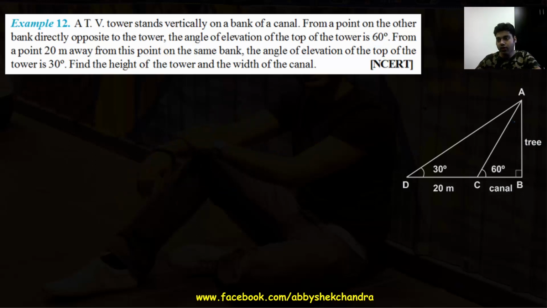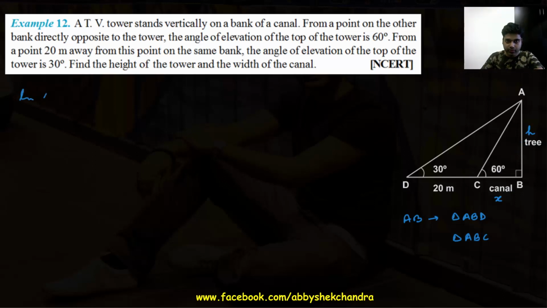Now here again you have a common side AB to two triangles. Two right angle triangles, to be precise. One is triangle ABD and the other is triangle ABC. So let's assume the width of the canal is x and the height of the tower is h.